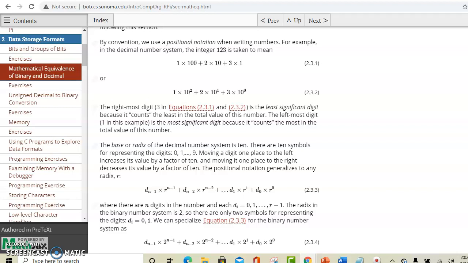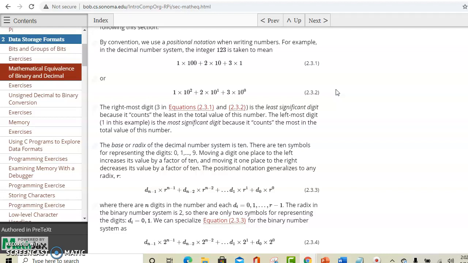That would be the same as the way it is written in figure 2.3.2, which says 1 times 10 to the second. Of course, that's 100. 2 times 10 to the first, and 3 times 10 to the 0, showing its positional notation and its base. Now, that is an important point: its positional notation and its base. We're using base 10, so we do 10 to the second, 10 to the first, and 10 to the 0, and any number to the 0 is 1.